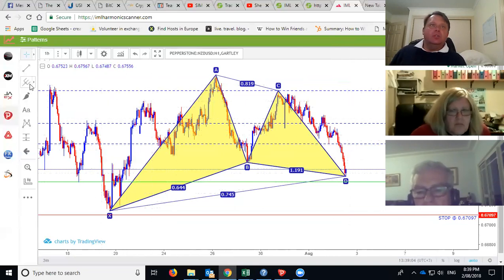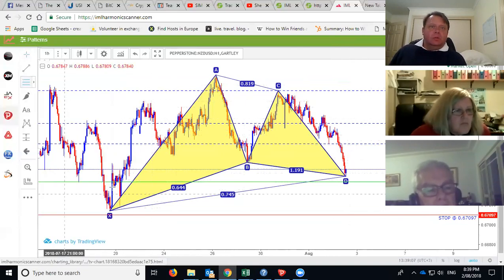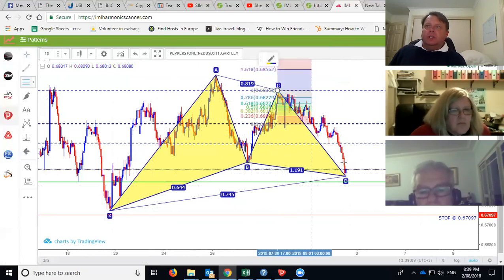How do I do that? I use the tools provided. This is called a Fibonacci retracement. I use those tools provided.